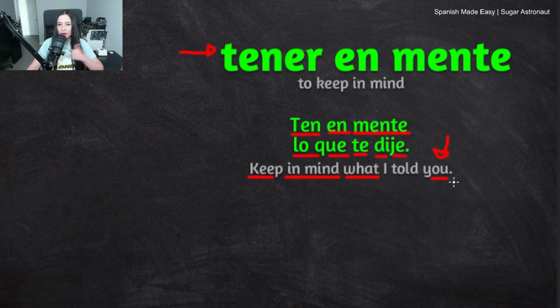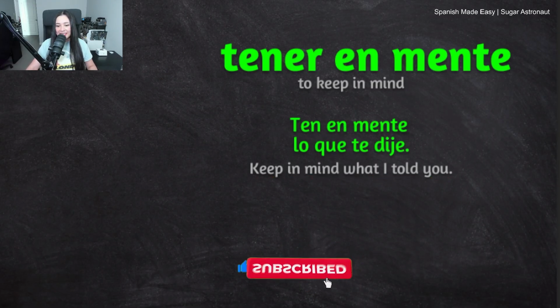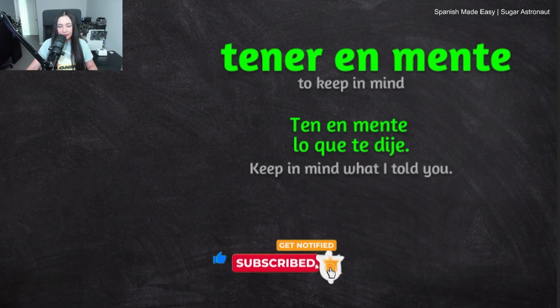Dije, yo dije. Okay, so this is the verb decir conjugated for the personal pronoun yo, I, but we don't have to say yo. We can just say dije, and that means I told. And in this situation, te means you. Te dije means I told you. Ten en mente lo que te dije. Keep in mind what I told you. Excellent. Let's look at another example using this important phrase.